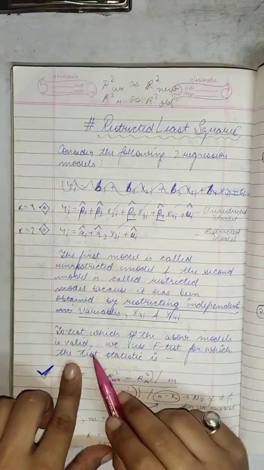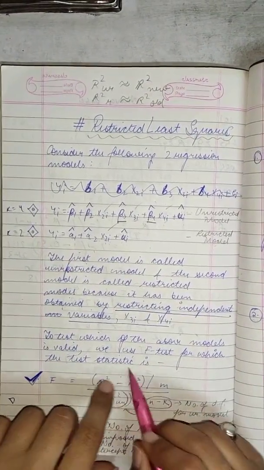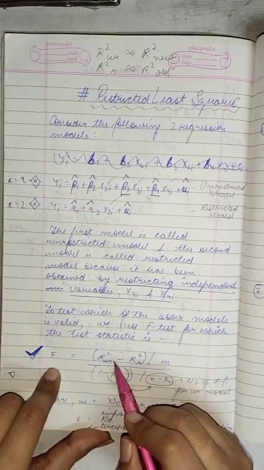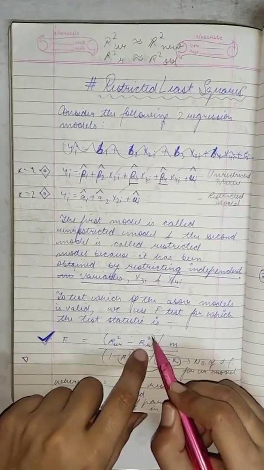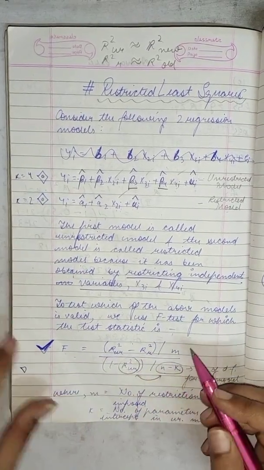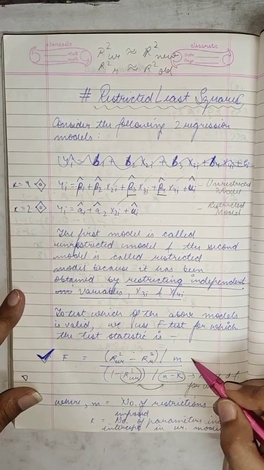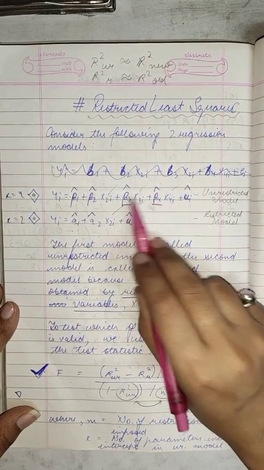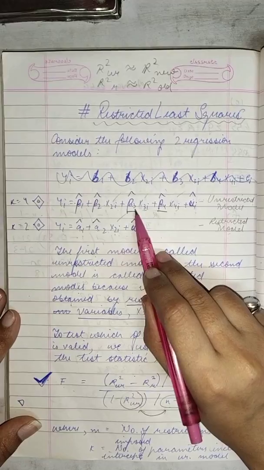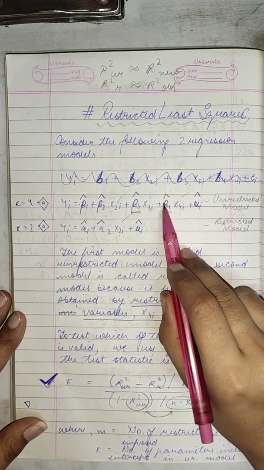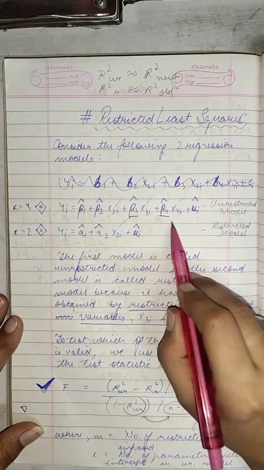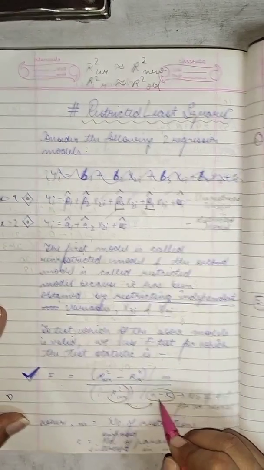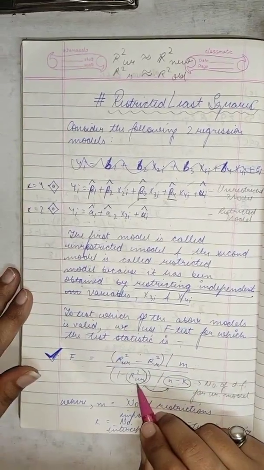So to test which of the above models is valid, we use the F-test, for which the test statistic is this. The F-stat is R square unrestricted minus R square restricted upon m. m is the number of restrictions imposed. Now here the number of restrictions imposed is 2 because I am imposing restrictions of not having x3 and x4, upon 1 minus R square unrestricted divided by degrees of freedom in this unrestricted model.